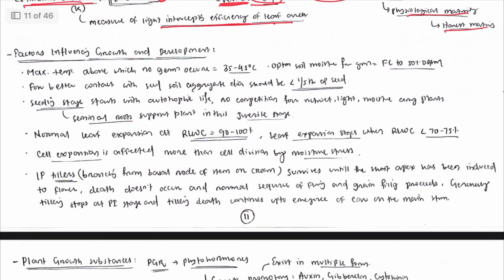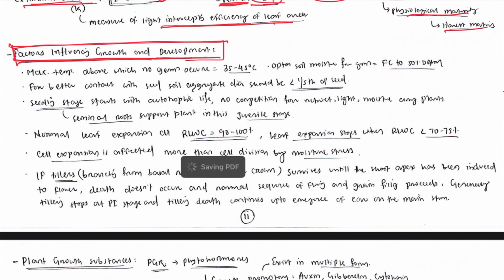Now, what are the factors that influence growth and development? In our next lecture, we will discuss the factors influencing growth and development, and we will study different plant growth hormones or plant growth regulators.